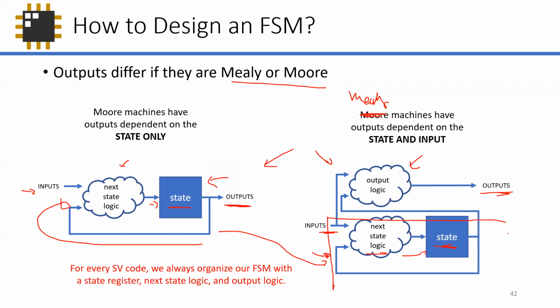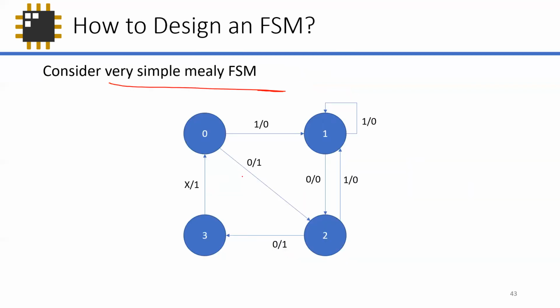If you grab this thing and then tie this output to the output immediately, that's your Moore machine, which is like, quote unquote, a subset of Mealy machines. Okay, so let's consider one very simple Mealy machine. And if you remember from last time, these circles indicate the current state. So 0 here is the current state, right?